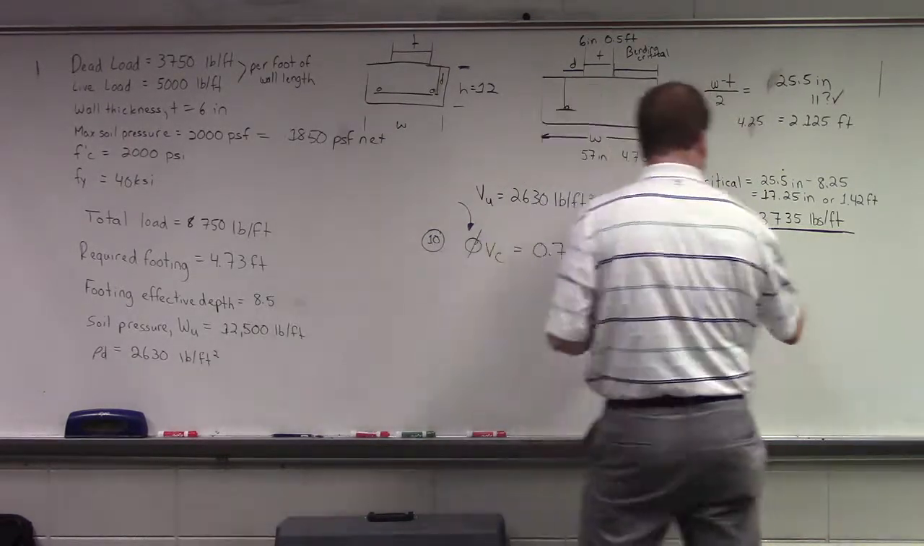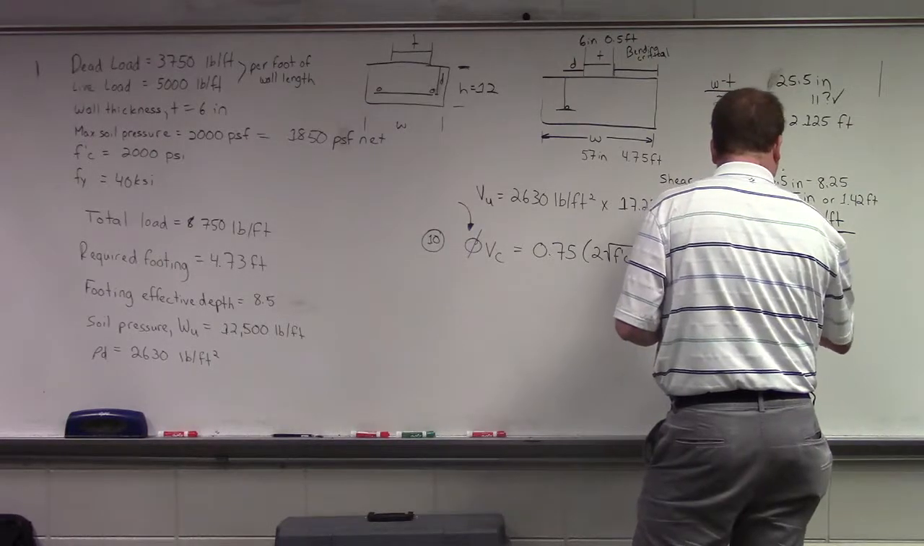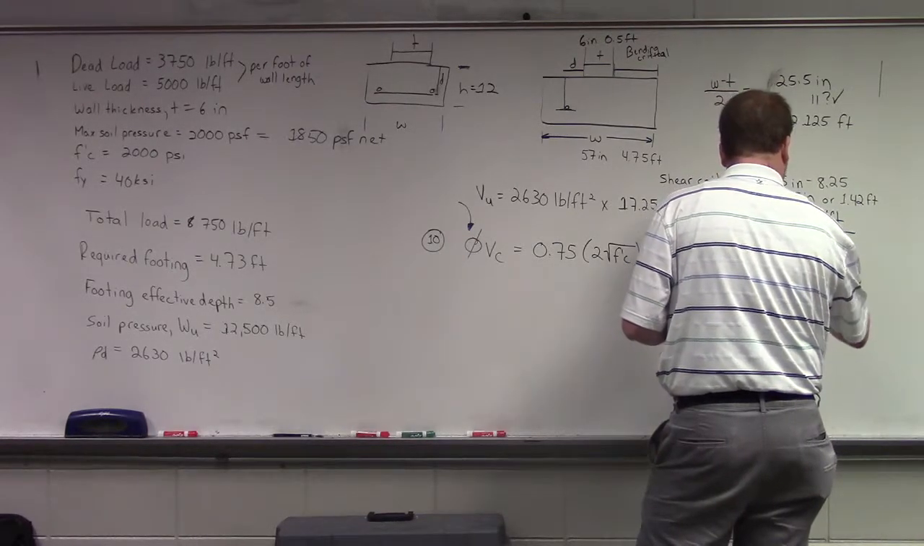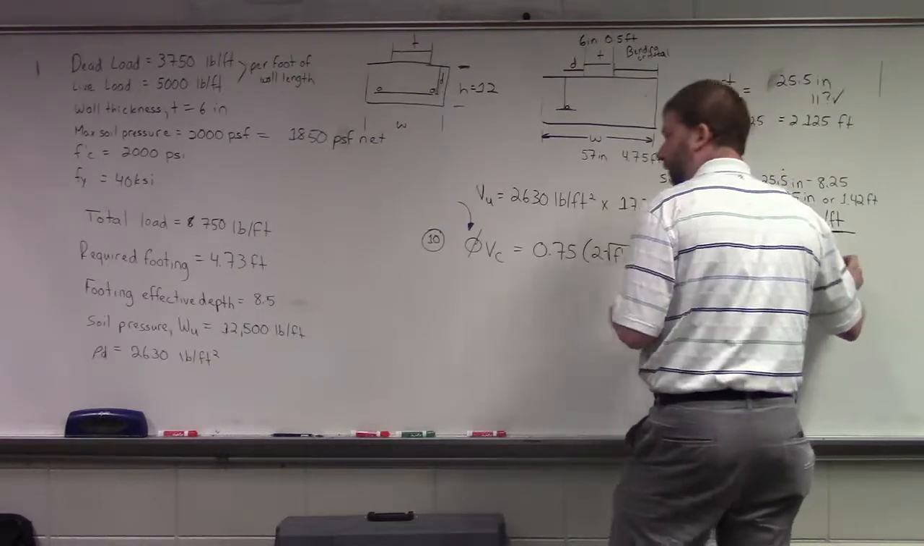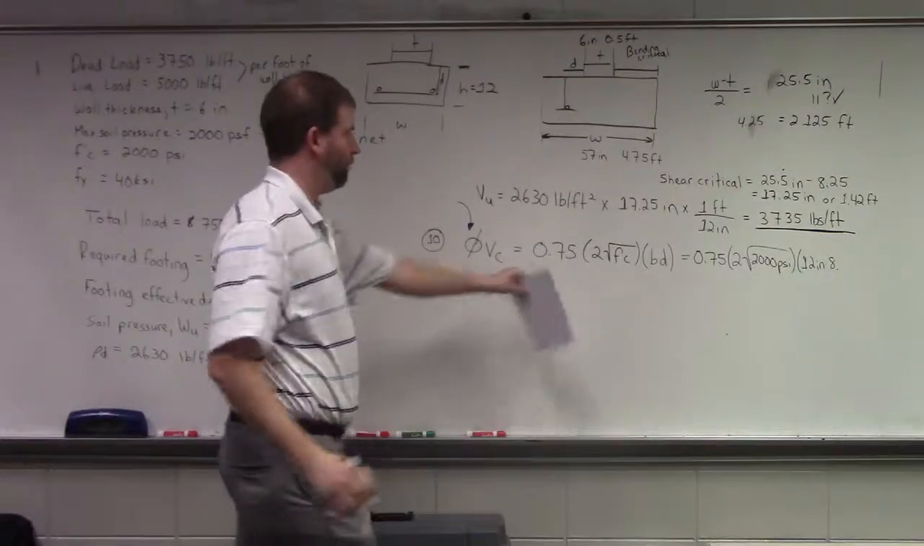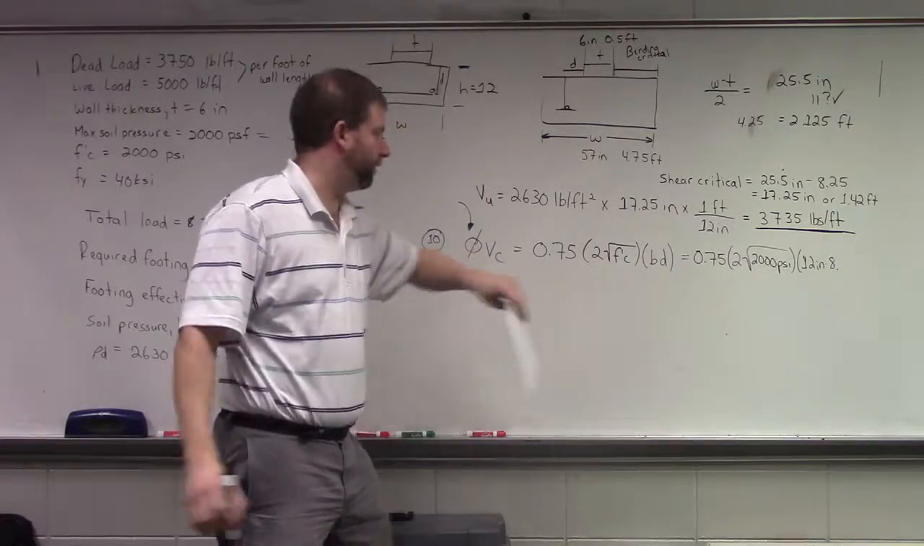What did we say it is, 2,000 PSI? So 2 times what? Square root of F prime C, your design strength of your concrete.